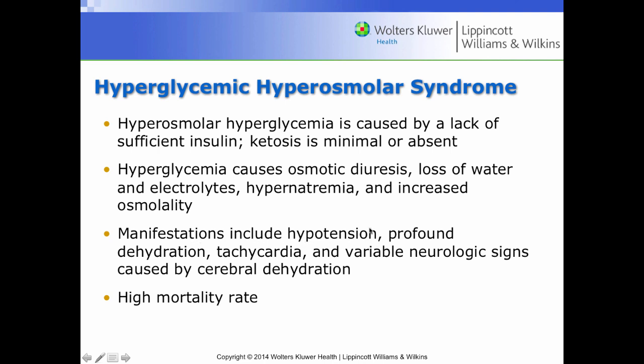So they're going to have low blood pressure. They're going to be profoundly dehydrated. They're going to have tachycardia. And they may have neurological signs caused by this cerebral dehydration. Okay? They may have a blood glucose level that is startlingly high. Okay? And so this hyperglycemic hyperosmolar syndrome unfortunately has a very high mortality rate.